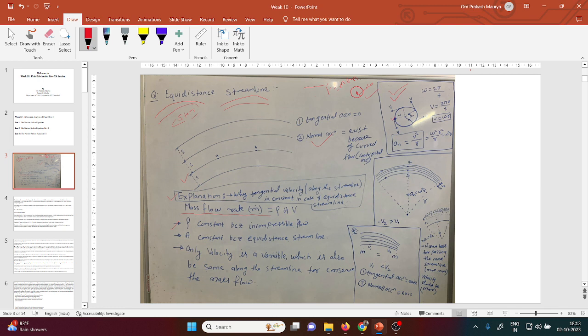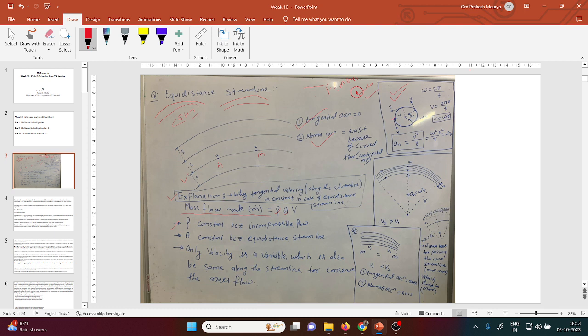Why? Because of the conservation of mass. That is, how much mass flows in from here and how much leaves from here. So rho is constant, A is constant, only V is variable. If the area is constant and rho is constant, for a constant mass flow rate m, V should be constant. So that is why from here to here, your velocity will be constant. That is, the tangential acceleration will be 0.